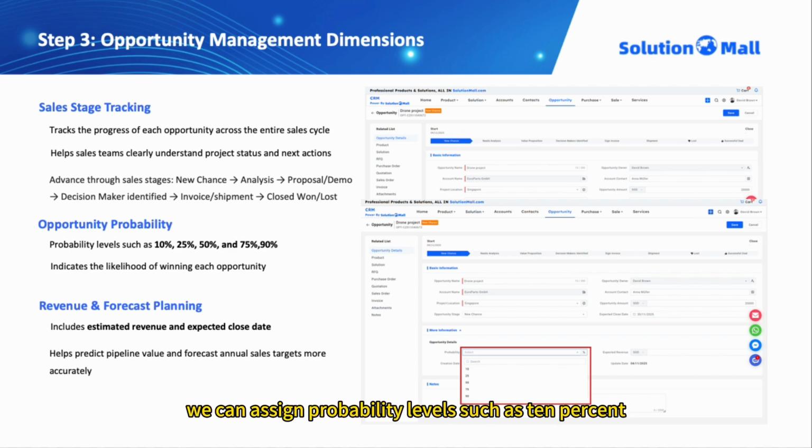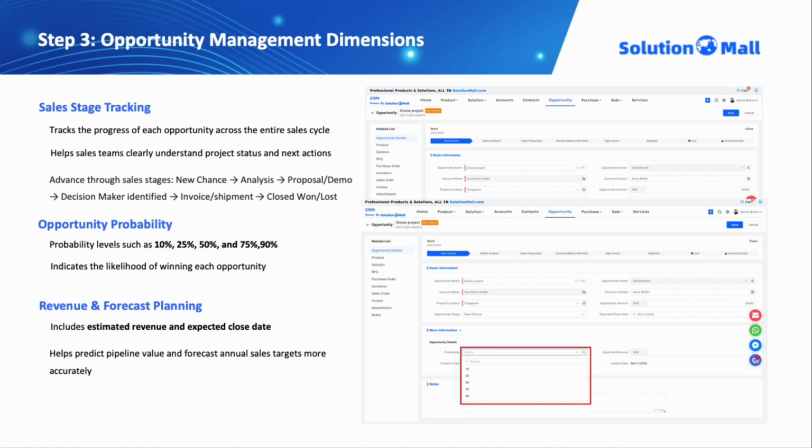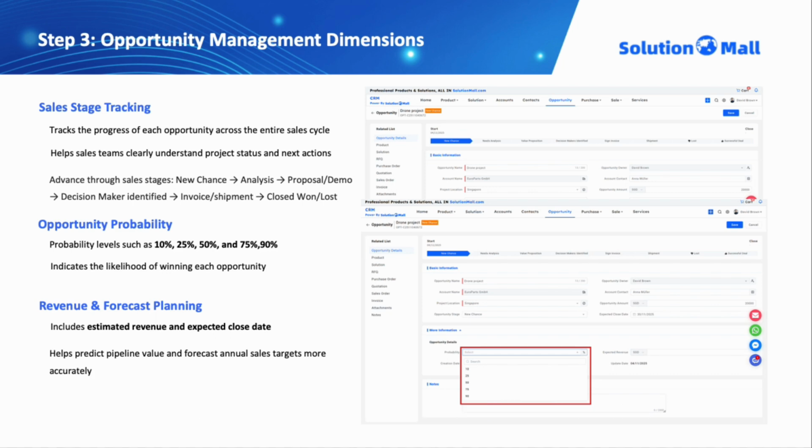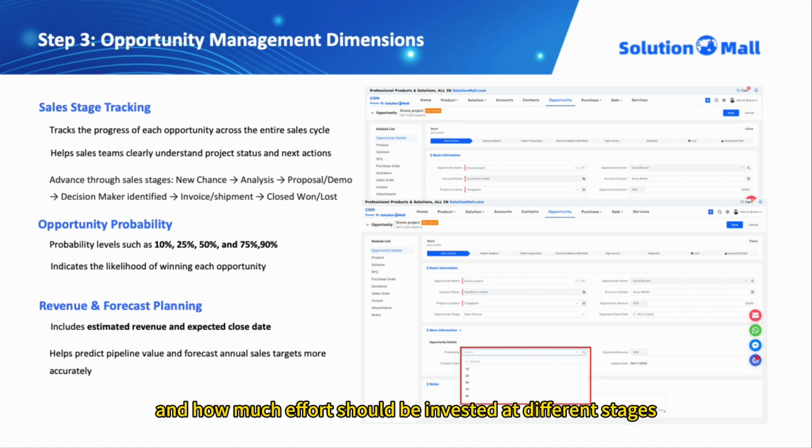Another important feature is opportunity probability. In the system, we can assign probability levels such as 10%, 25%, 50%, 75%, or even 90%. These percentages represent the likelihood of winning that opportunity. This helps the team evaluate how realistic each project is and how much effort should be invested at different stages.